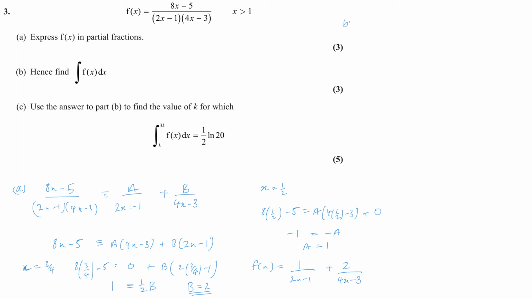Now part B, we are integrating f of x dx. So we are integrating 1 over (2x minus 1) plus 2 over (4x minus 3) dx. So these are going to be logs now. So it's a log of 2x minus 1, and then divide by the inside differentiated. So inside differentiated is 2, so we divide by 2 and we get a half.